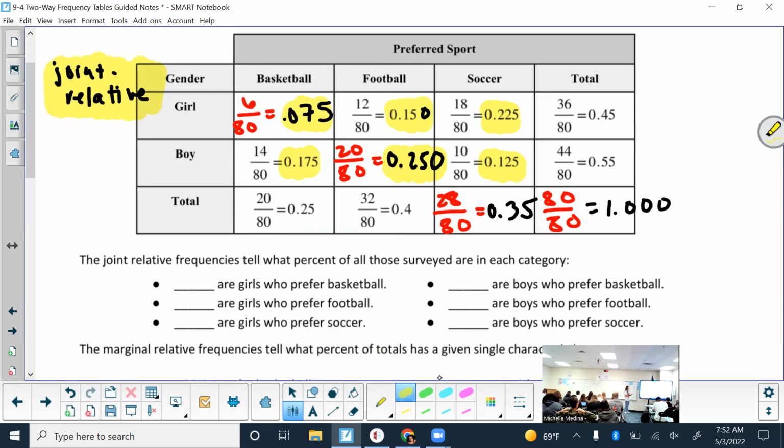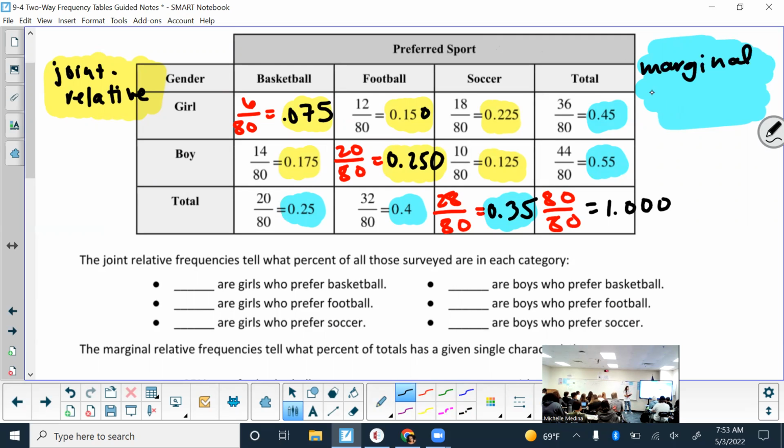These that I'm going to highlight in blue, these are our marginal relative frequencies. I think of it as like being in the margins of the chart. All right, those are just one category at a time. So like this is girls surveyed. This is boys surveyed. This is total people that like soccer, total that like football, and so on. Does that make sense? All right, so vocab really isn't as big of a deal as the calculations are this time. But it has been in the past.